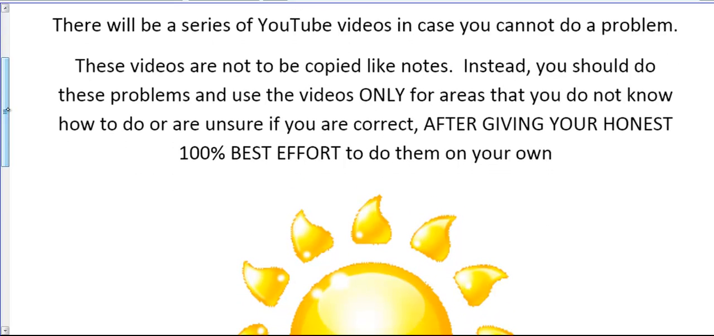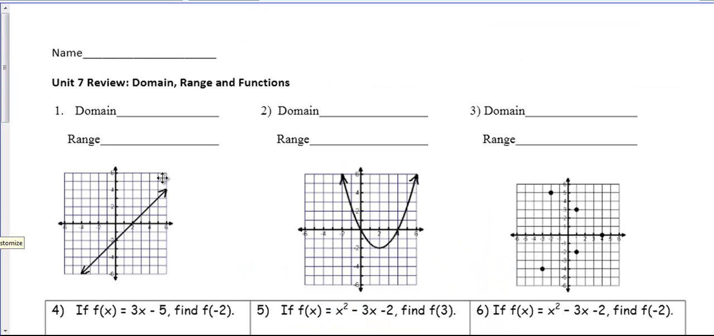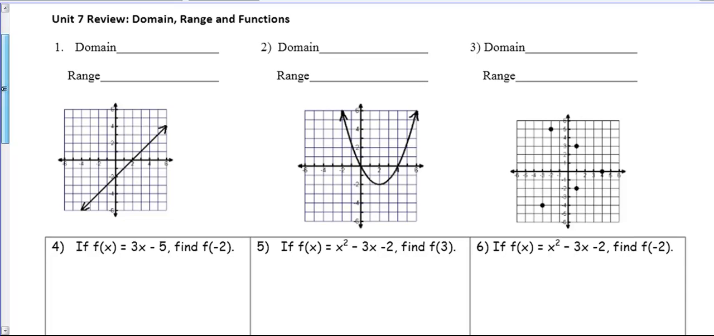So, first unit up is Unit 7. And we begin with a review of domain and range. Okay, so looking at our first example here, domain is a set of x values that are covered by the graph, the image of the graph.